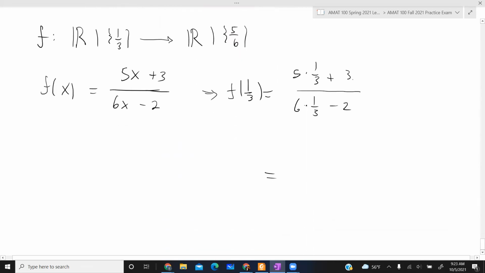So the top, you'll get 5 over 3 plus 3. But 3 can be written as 9 over 3. And then the bottom, I get 6 divided by 3 is 2, minus 2. Top, it doesn't really matter, it's 16 over 3. But I get 0 in the denominator. So I can't plug in 1/3. That's why I have to take the point away. And then if I take a point away here, the 5/6 is going to be the point that's missed. In other words, there's going to be a point in the codomain that doesn't get mapped to.